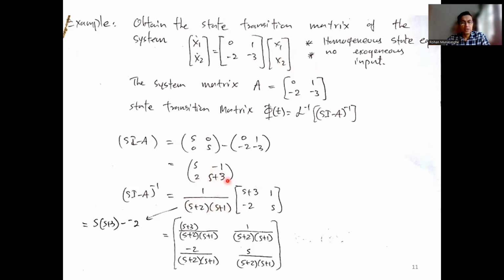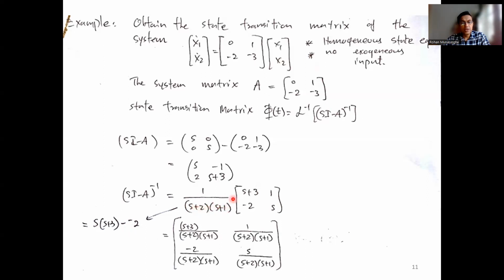Again, determinant is you multiply the diagonal elements and deduct the product of the off-diagonal. So (s plus 3) times (s plus 3) minus 2 times minus 1, minus 2. Right, so you can write this as (s plus 2)(s plus 1), because it's the same thing. This is s square plus 3s plus 2. You can write it as two expressions like this.